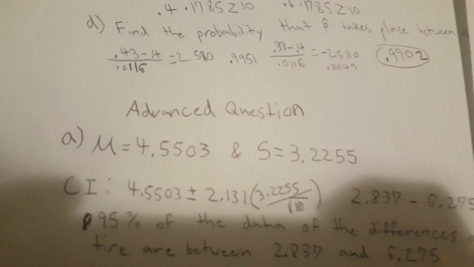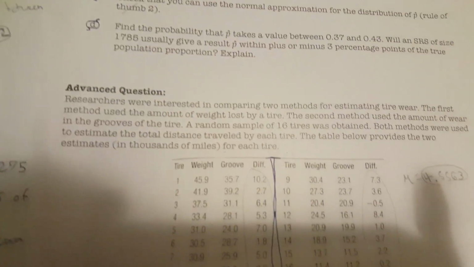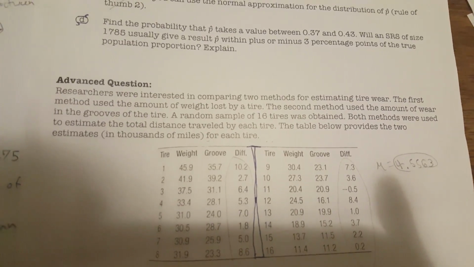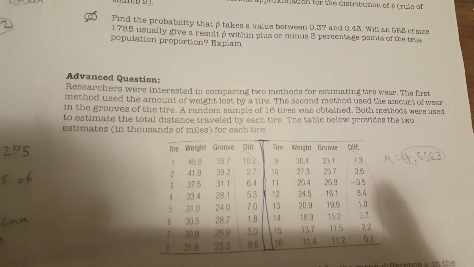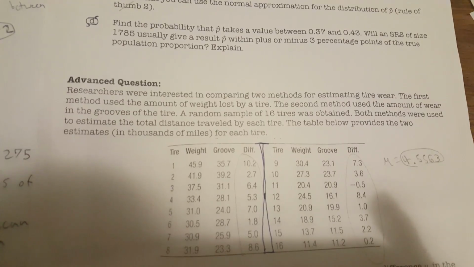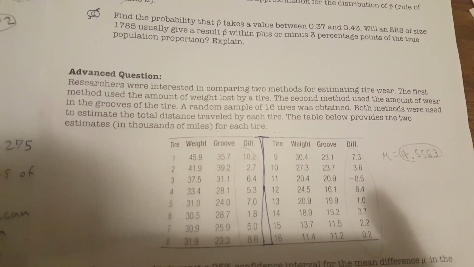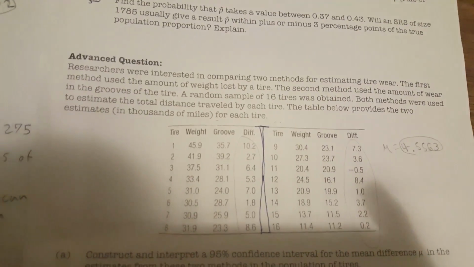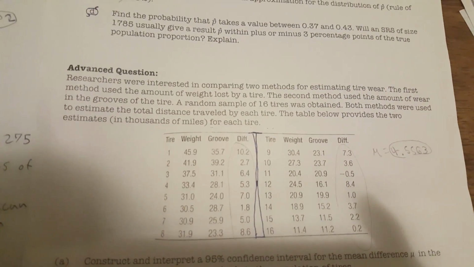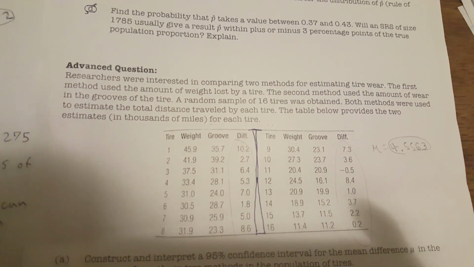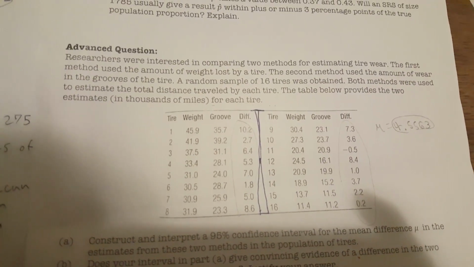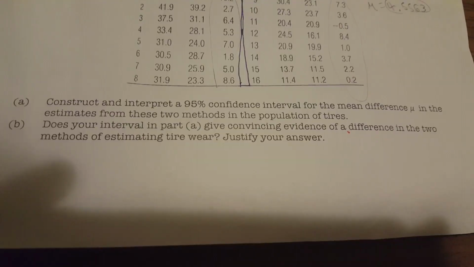Now we'll move on to the advanced question. The advanced question says, researchers were interested in comparing two methods for estimating tire wear. The first method used the amount of weight lost by a tire. The second method used the amount of wear in the grooves on the tire. A random sample of 16 tires was obtained. Both methods were used to estimate the total distance traveled by each tire. The table below provides the two estimates in thousands of miles for each tire.